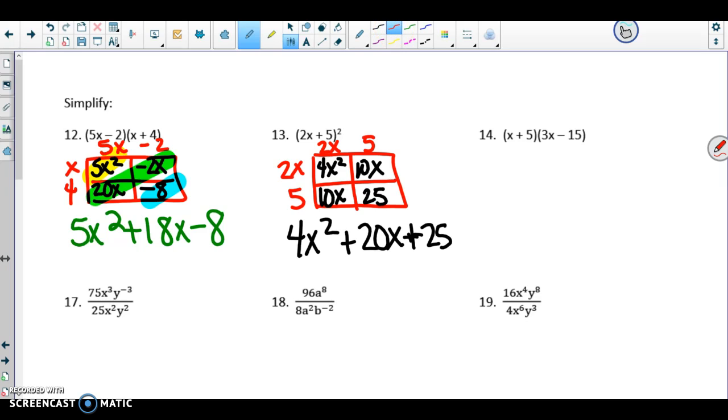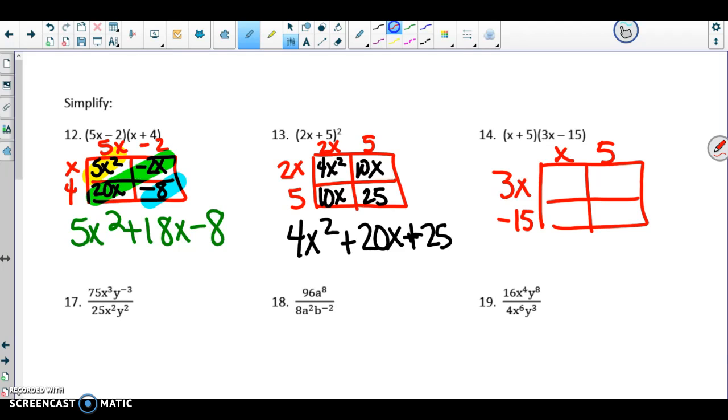For the third one, again, I'm going to draw my box. You might have a different method, whatever works for you. X plus 5 and 3x minus 15. So now I can do my 3x squared and 15x when I multiply those. And I have negative 15x. Whoops, I forgot the 1. And negative 75. So negative 15 and positive 15 disappear. So we end up with just 3x squared minus 75. And that would be our answer.